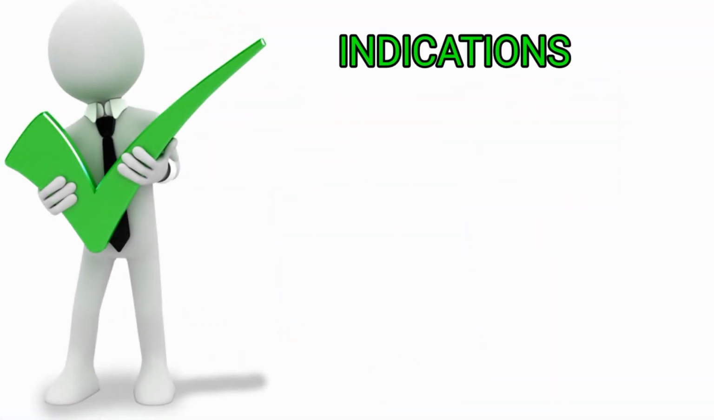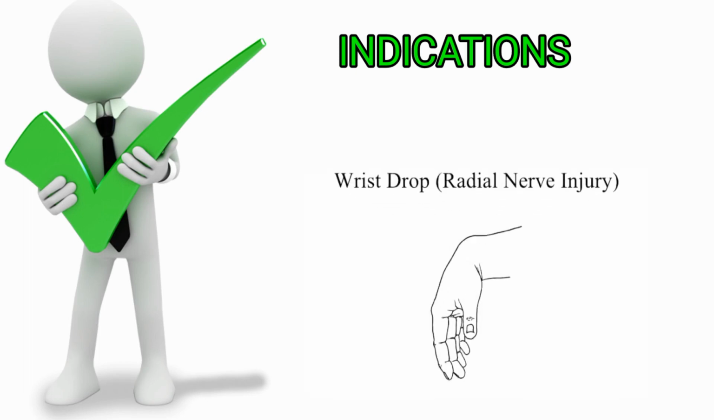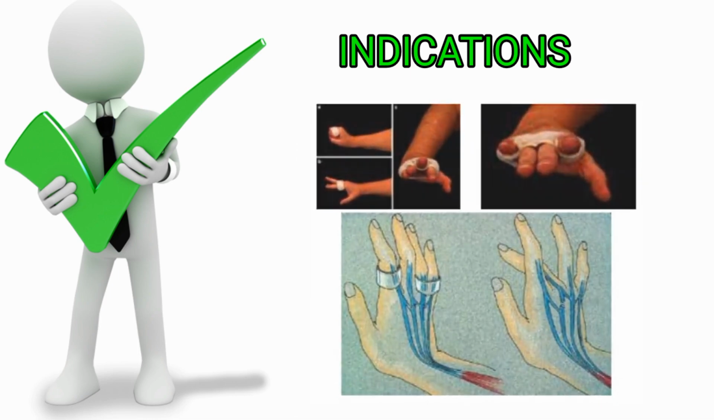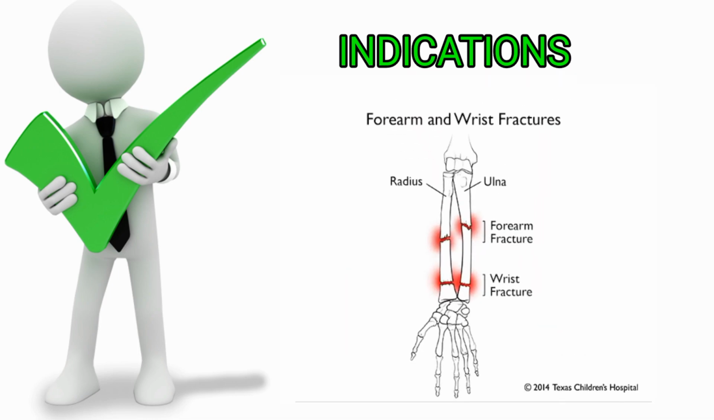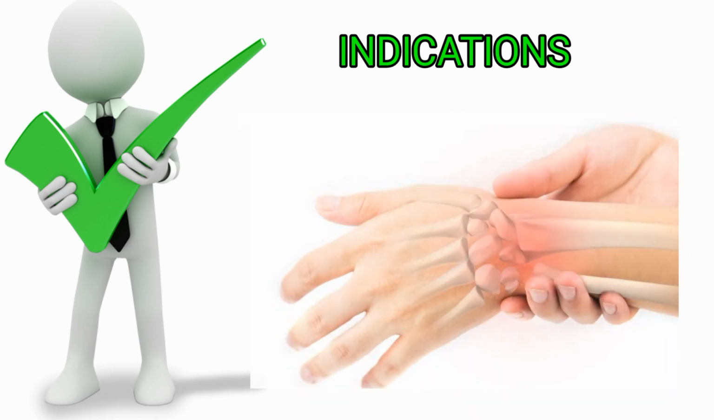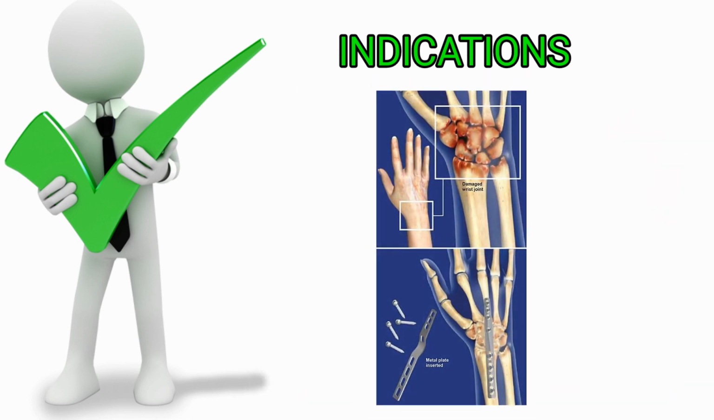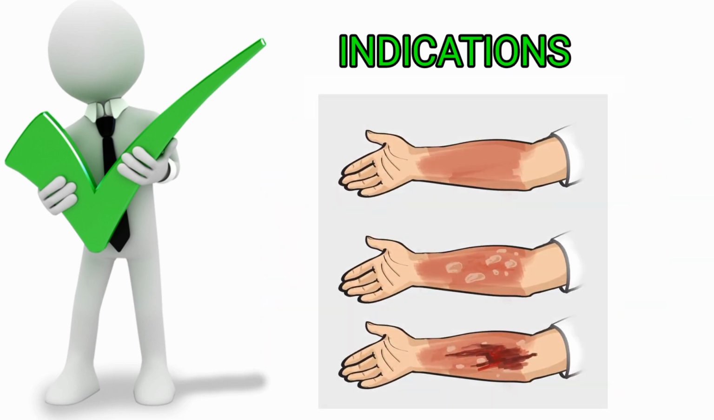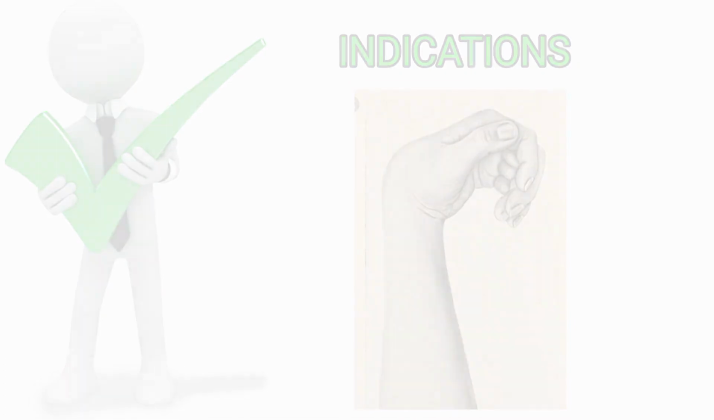Next we will be seeing about the indications for the wrist Cockup splint. The following conditions are treated by use of the wrist Cockup splint. They are wrist drop, hemiplegia, after extensor tendon repair, distal forearm and wrist fracture, wrist sprain, post-operative wrist fusion, post-operative skin grafting, burns, post-operative scar release, wrist contracture, etc.